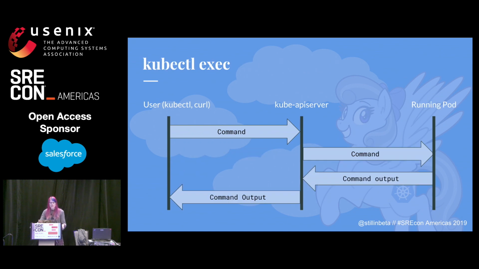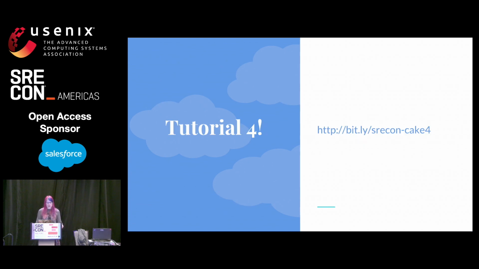But this isn't the only thing it can do. If you run kubectl exec something, you can't connect directly to the kubelet because the kubelet is on a private network. So the Kube API server actually acts as a bastion between these two things. So you send a command to the API server. The API server forwards it to a running pod. It gets output, and it forwards that output back to you. This is tutorial 4. This is where we actually get our API server up and running.